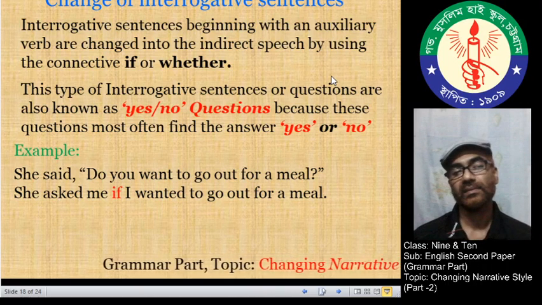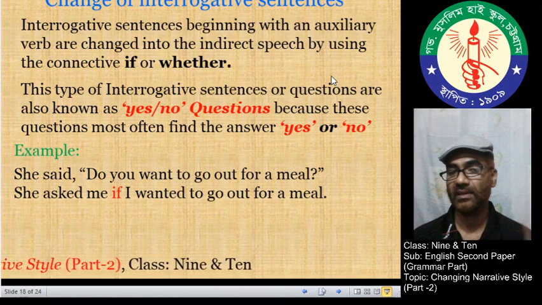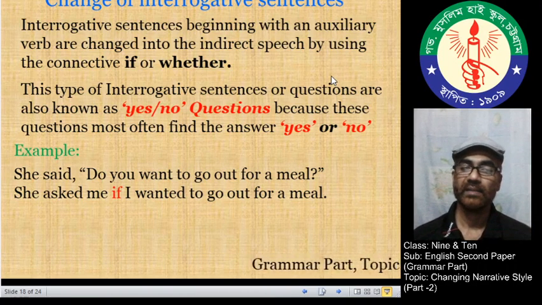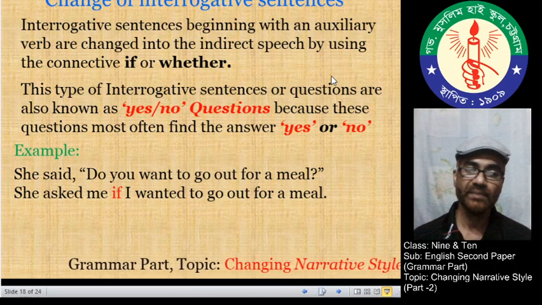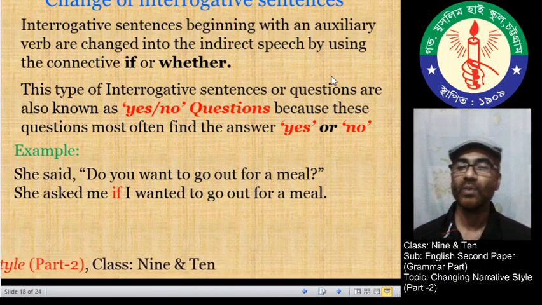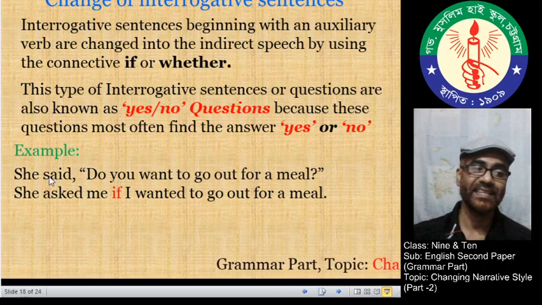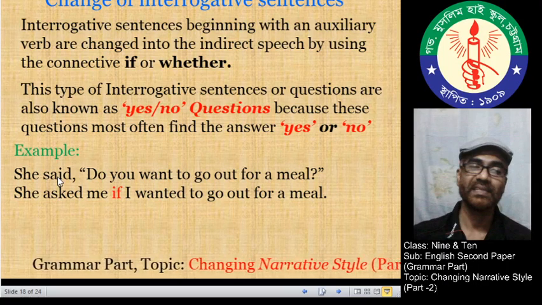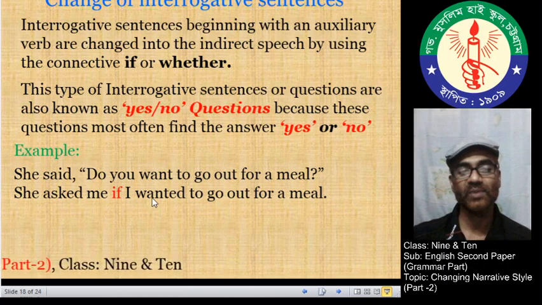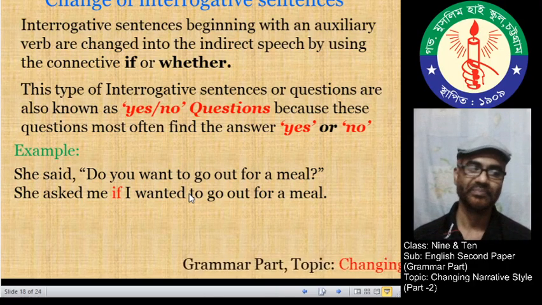And do you want to go out for a meal? We use here the connective if or whether, so we use here if, and then you becomes I, because she asked me. You becomes I, and want becomes wanted because of the reporting verb. That means she said here, she said, the reporting verb is in past tense, so want becomes wanted, and to go out for a meal, the rest is the same.